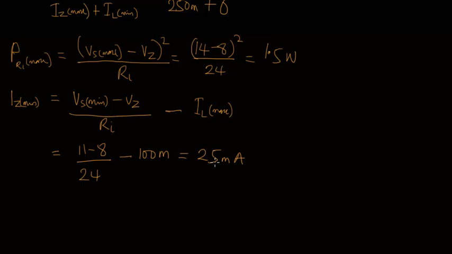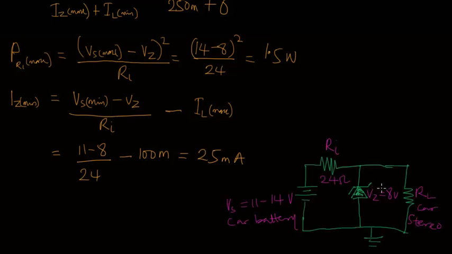So now that we have all the parameters, we can now design the circuit. So this is the circuit design. So we have designed a voltage regulator circuit that is supplying just 8 volts to the car stereo, irrespective of the voltage fluctuation of the car battery or the load from the car stereo. The voltage supplied to it must be 8 volts. So that's the circuit design.